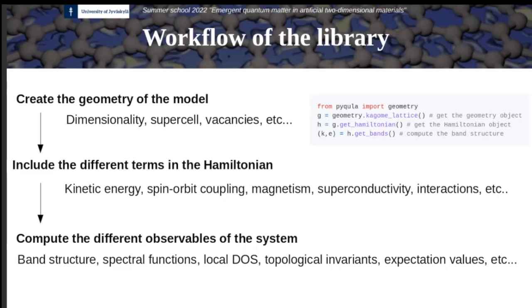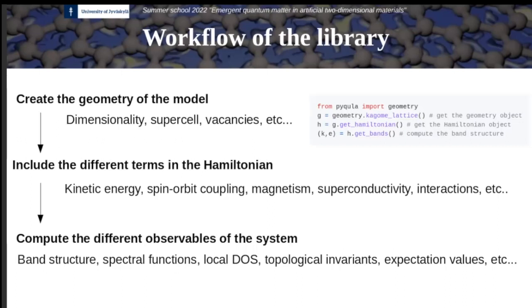And this Hamiltonian object allows you to add many different terms to the Hamiltonian. So you can add strain, you can add more hoppings, you can add magnetism, you can add superconductivity, you can add interactions, and so forth. And once you have the Hamiltonian in the way you want, then you can compute the different properties of the Hamiltonian with bound methods. And there are methods to compute the band structure, the density of states, spectral functions, topological invariants, and so forth.